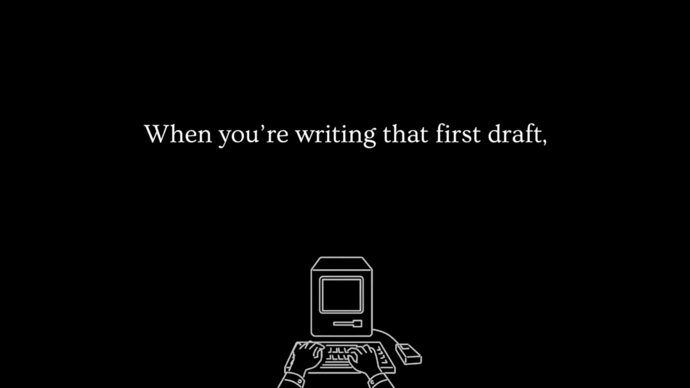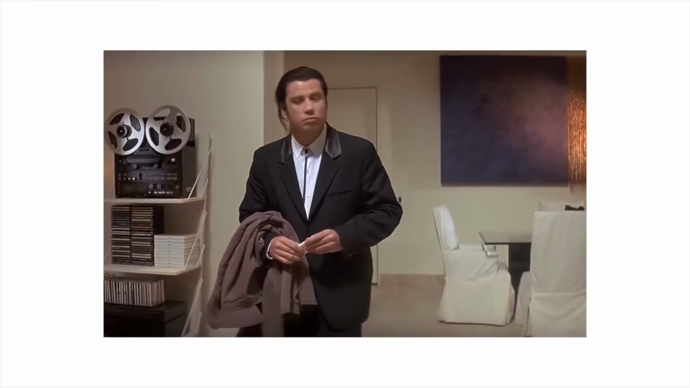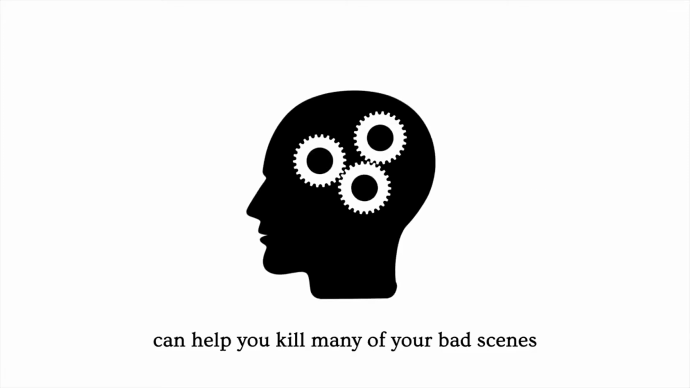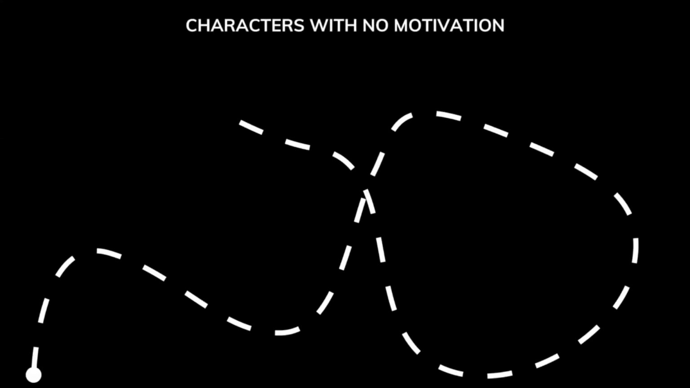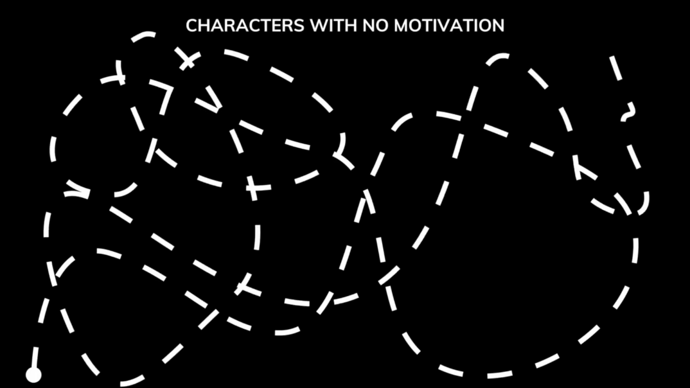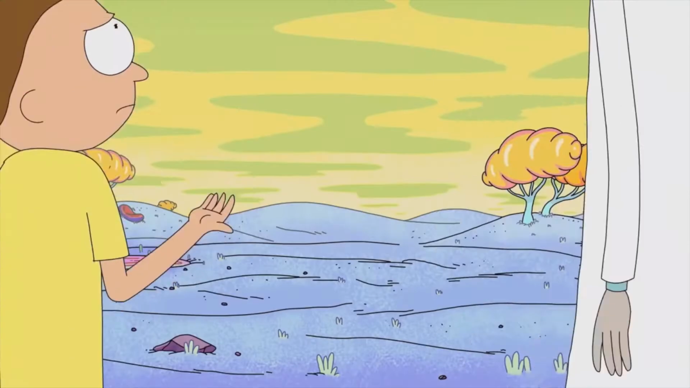The question has to be what happens in the scene that changes the story and moves it forward. Remembering this simple question can help you kill many unnecessary scenes. A lot of writers may have some characters, but they have no reason to be there or no motivation, so they just walk around the scene without having any real motive to make the story advance ahead. So all scenes should be linked, as I said, together.